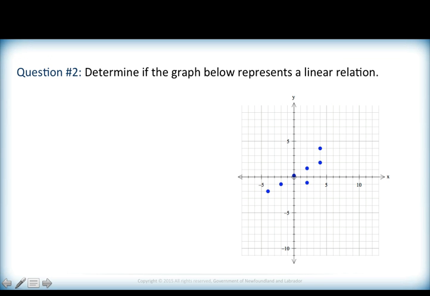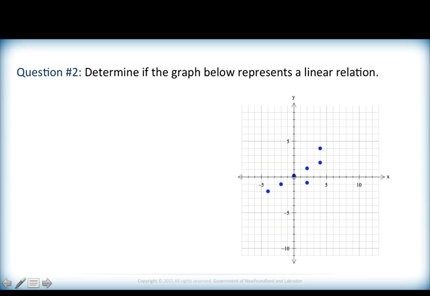Question 2. Determine if the graph below represents a linear relation. So unlike the table of values that we had in the previous question, with a graph, we can look at it in two different ways. We can look at the shape of the graph. Is it a straight line? Or we could quickly use the vertical line test, where a vertical line that is drawn through the graph can only hit the graph at one place. If it hits at more than one spot, it is not a linear relation, it is not a function. So let's check to see what we have here.